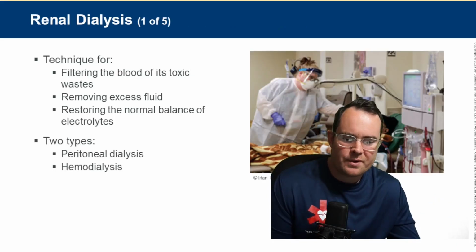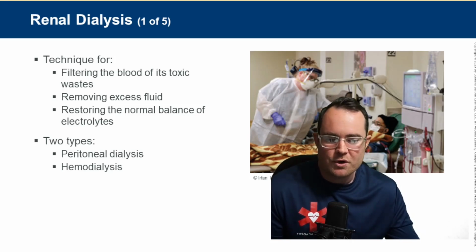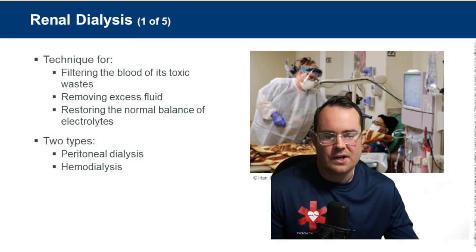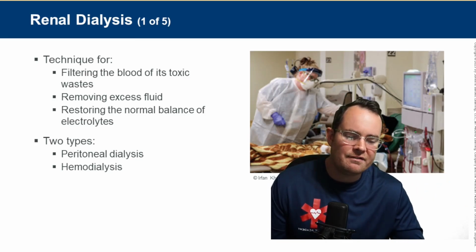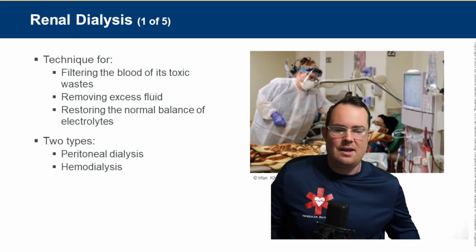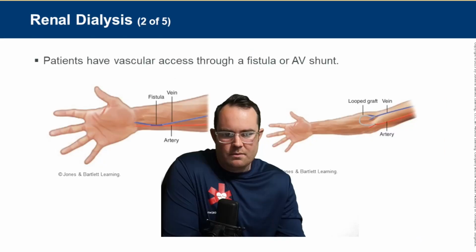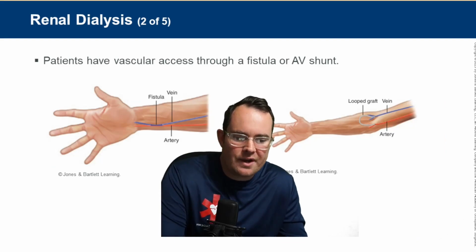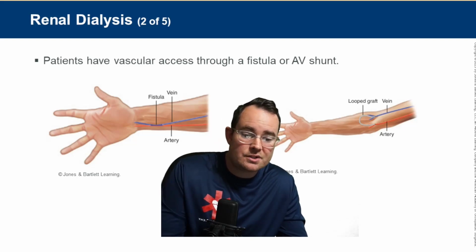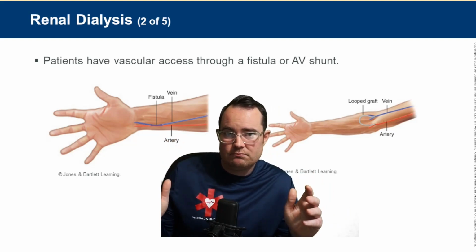We already talked a little bit about renal dialysis. What does it do? It actually just filters out blood, removes that toxic waste, brings back normal electrolytes, and the patient moves on. Now, there's a couple different ways of dialysis. One is peritoneal dialysis through the stomach, and the other one is hemodialysis through the blood. Two different kinds. Patients have vascular access through a fistula or an AV shunt. Please understand what a fistula is at this point: it's basically attaching a vein to an artery.